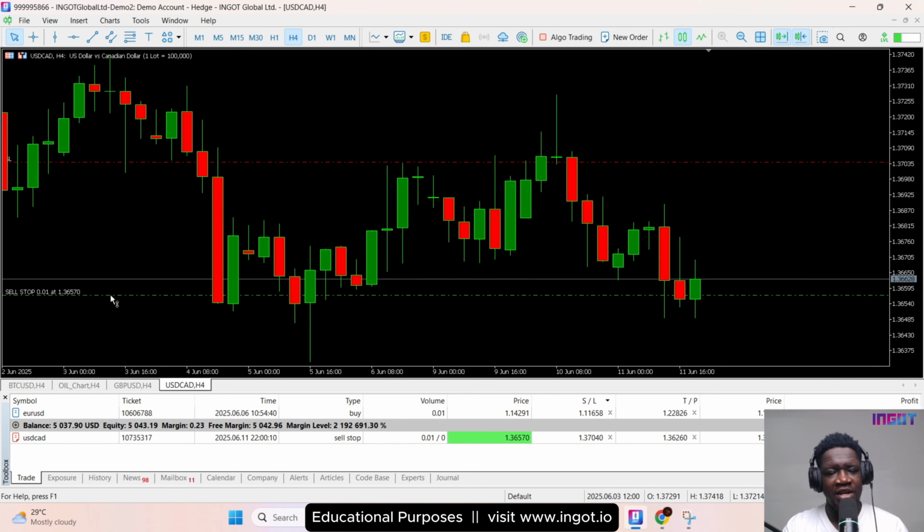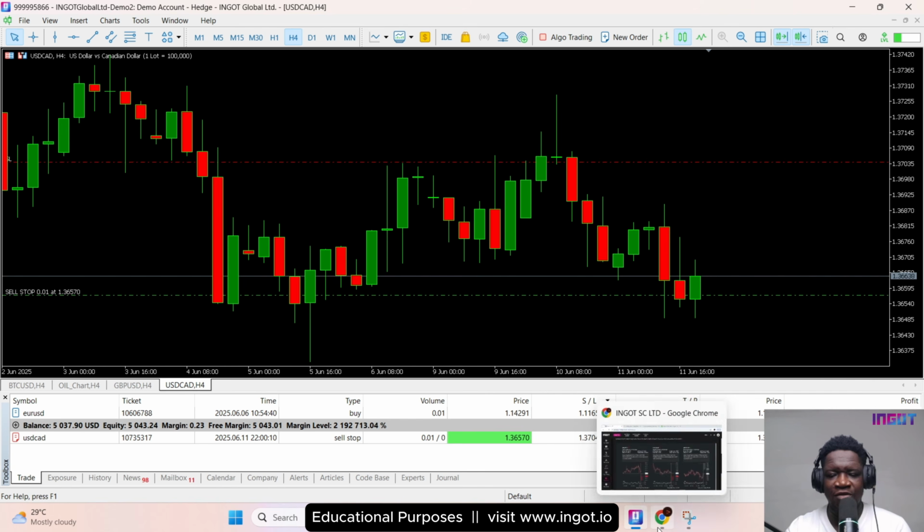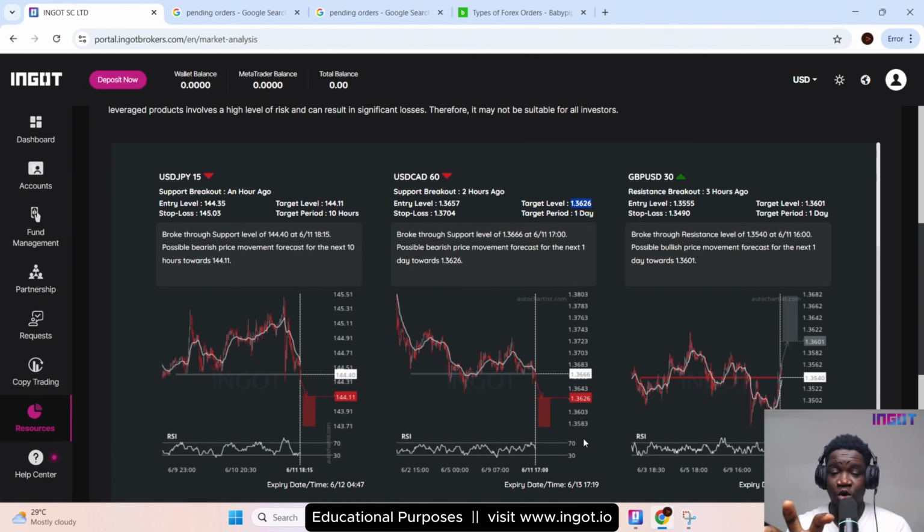It says that if the price falls, remember I want to sell, currently it is up here, if it gets down to this level, you're expecting the trade to go down. Do you get it? But it's not there yet, so your trade is not yet executed, but it's automatically set up. When it gets to those levels, the trade is going to get placed, and then you have your trade running from there. Okay, so that is how to use the signal from Ingot Brokers from your dashboard.